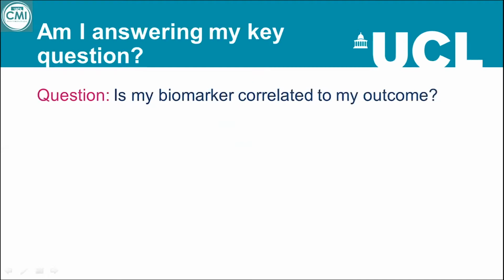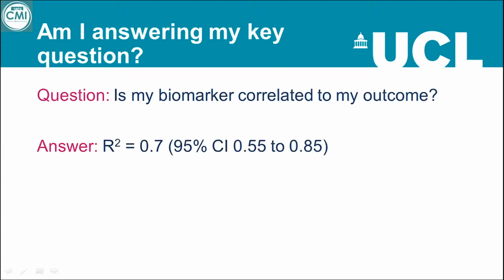Is my biomarker correlated to my outcome? Okay, answer: R squared equals 0.7, and this one's got a fancy 95% confidence interval, like 0.55 to 0.85. Okay, what did I learn from that? Well, actually, I feel like I'm in a bit of a black hole when I see those answers. I'm like, well, someone's trying to tell me it correlates quite well, but I have no idea.